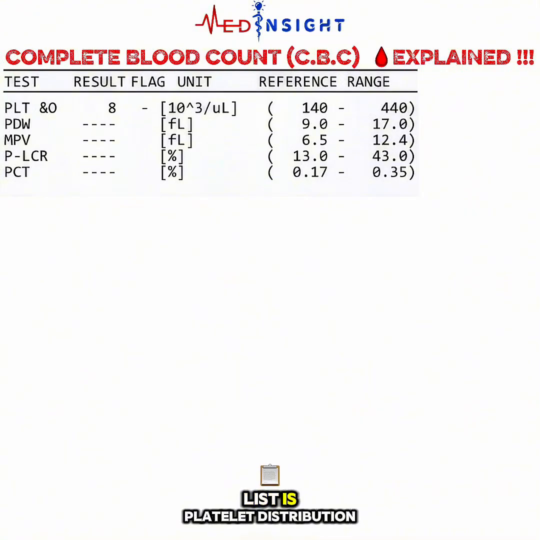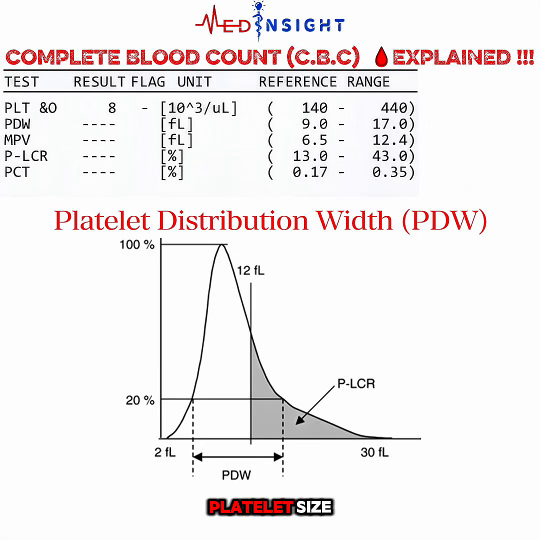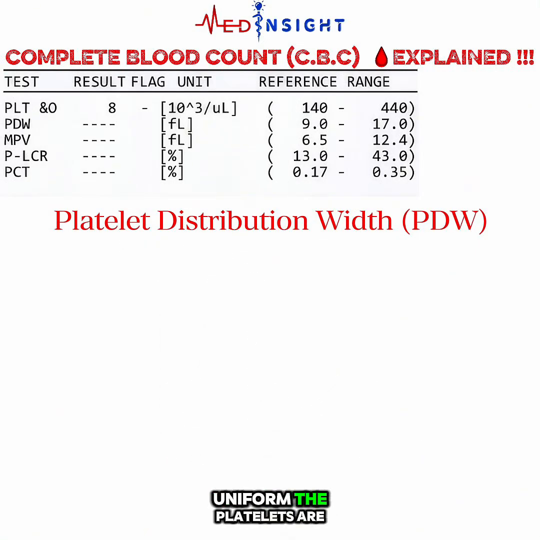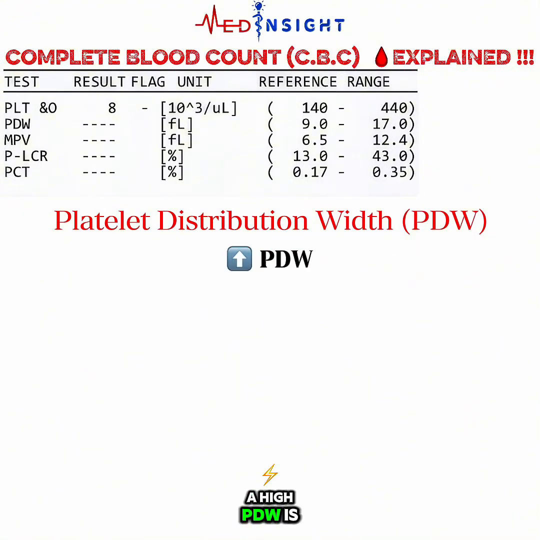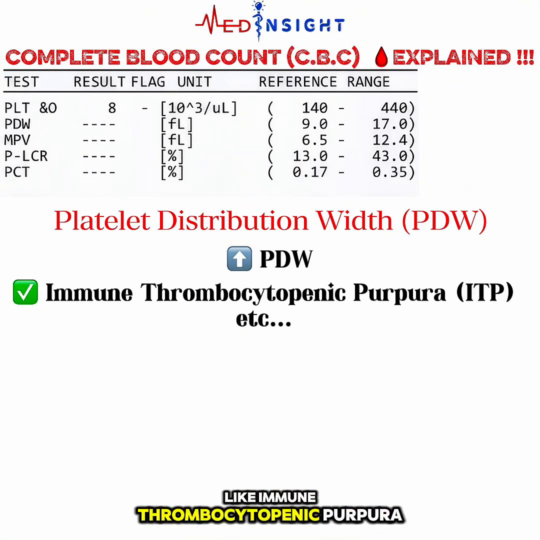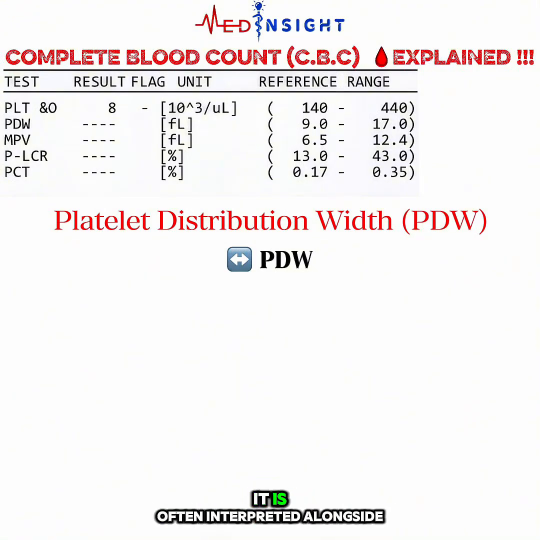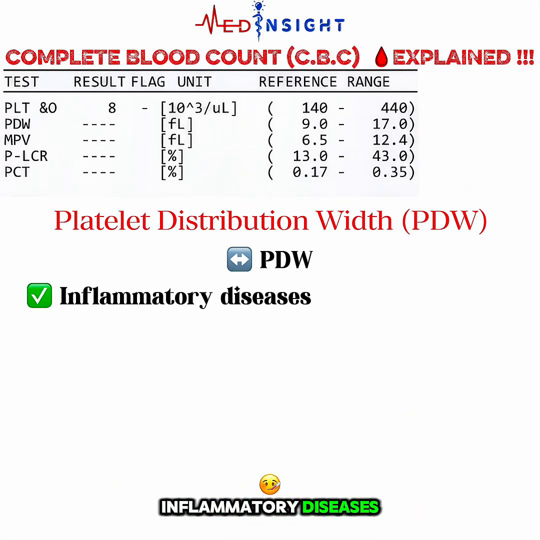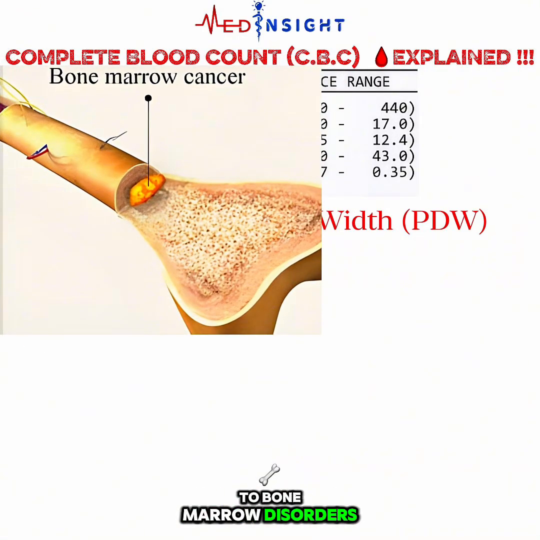The next on the list is platelet distribution width, PDW. This is a measure of the variation in platelet size. It tells us how uniform the platelets are. A high PDW is often seen in conditions with high platelet turnover, like immune thrombocytopenic purpura. A normal PDW suggests a more homogeneous population. It is often interpreted alongside the MPV. It suggests platelet activation seen in conditions like inflammatory diseases and cardiovascular disorders. A low PDW may be linked to bone marrow disorders.